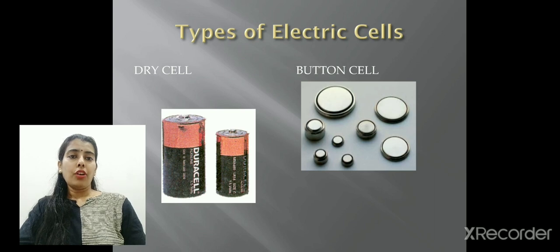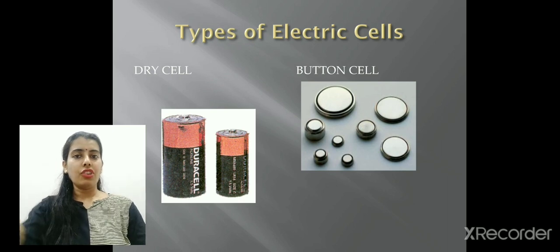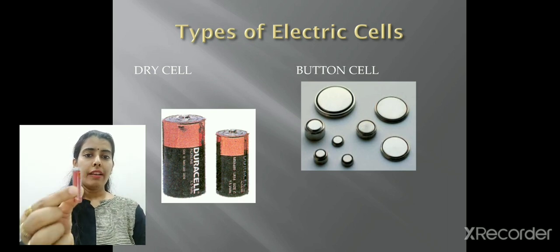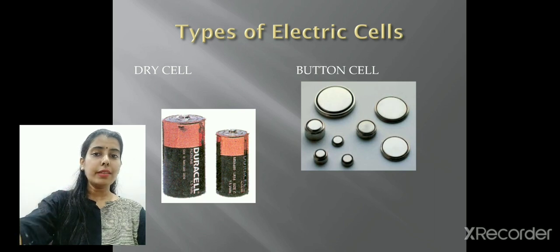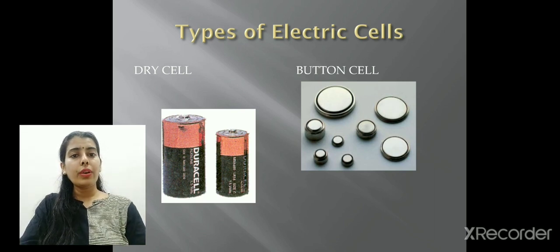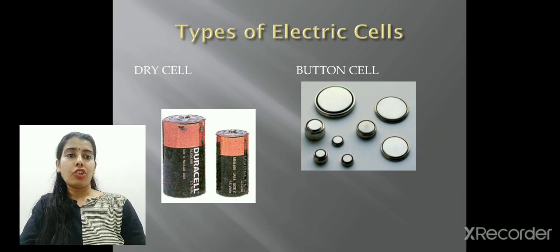Now we will be talking about different types of electric cells. One we have already discussed, that is the dry cell, which is generally used in our remotes also. You can check your AC remote, your TV remote or your toys, games. This is the dry cell.